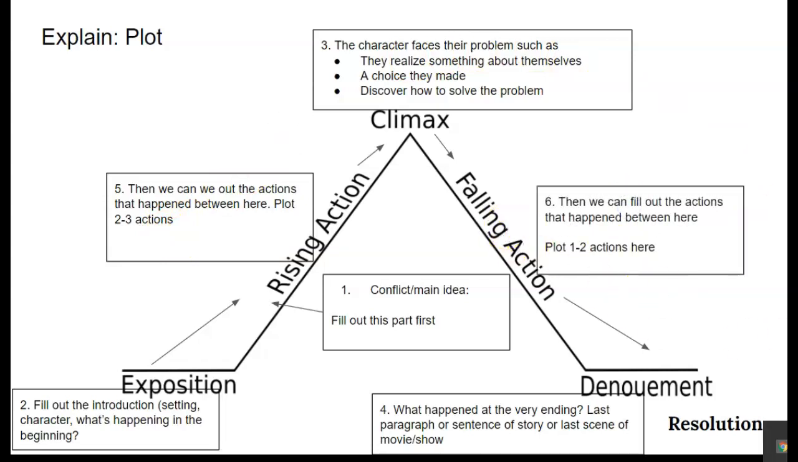such as what happened between the climax and the ending. And you can fill out 1 or 2 actions here. And so that's how we're going to be filling out our plot diagram.